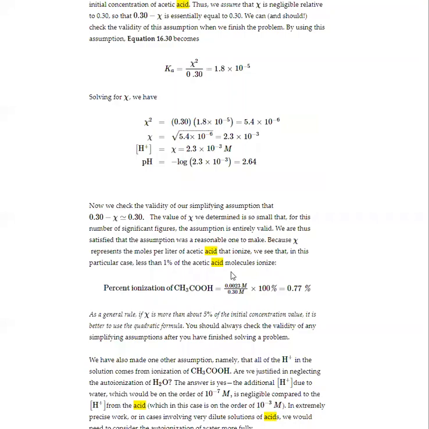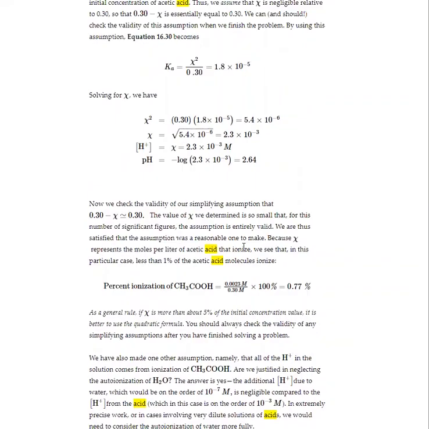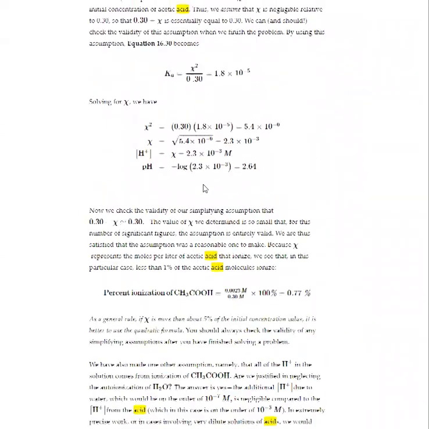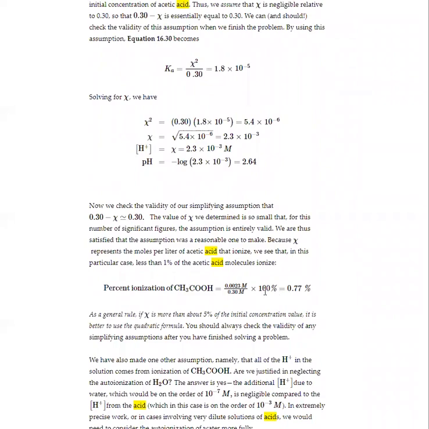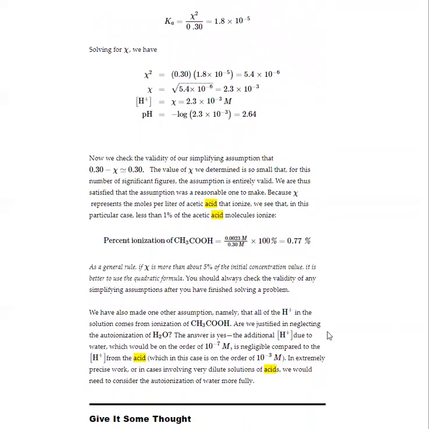Then we can go on to do percent ionization. You take the concentration that we found here for H plus, so 2.3 times 10 to the negative third, put it over the original concentration of the acid, so 0.3 molar, times 100. That's just plugging into the formula.